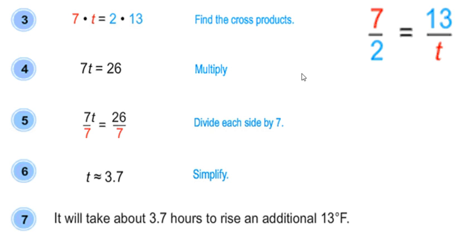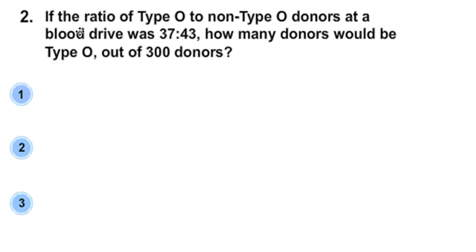So just to review the steps, find the cross products. You're going to multiply. You're going to divide each side by the number that's being multiplied by the variable in the equation, and then you're going to simplify in the end. Okay, example number 2. If the ratio of type O to non-type O donors at a blood drive was 37 to 43, how many donors would be type O out of 300 donors?